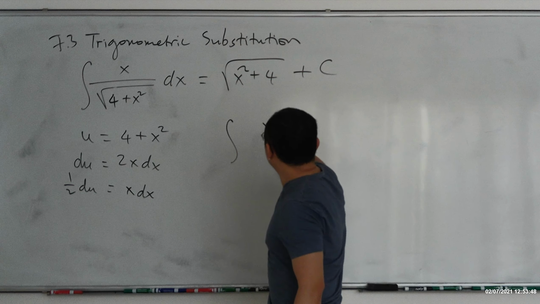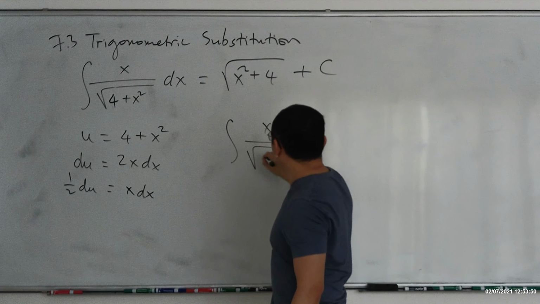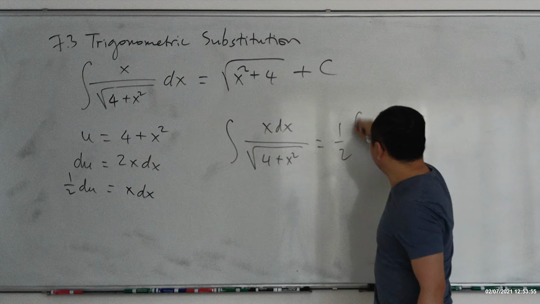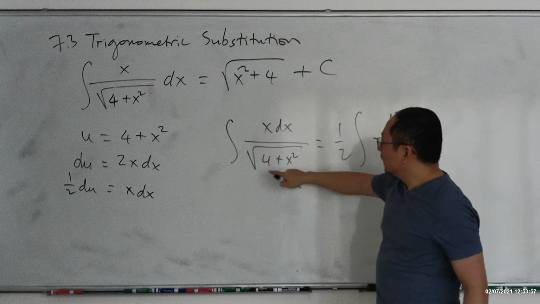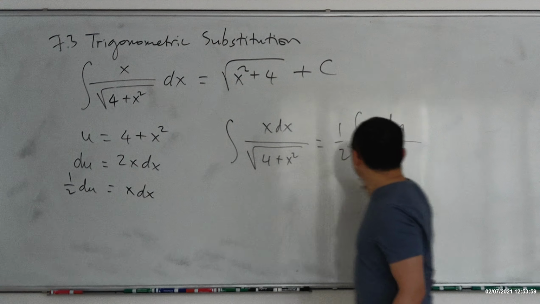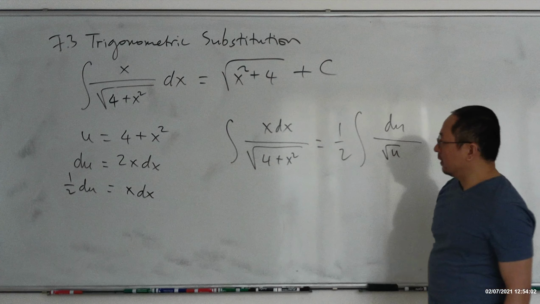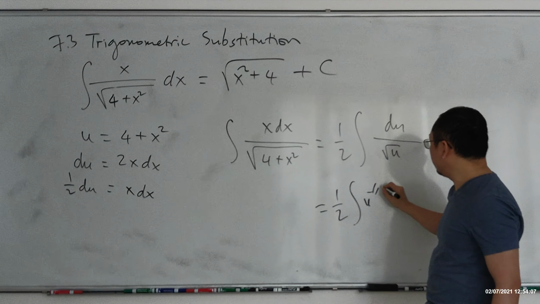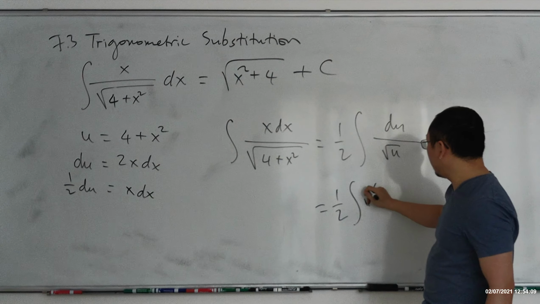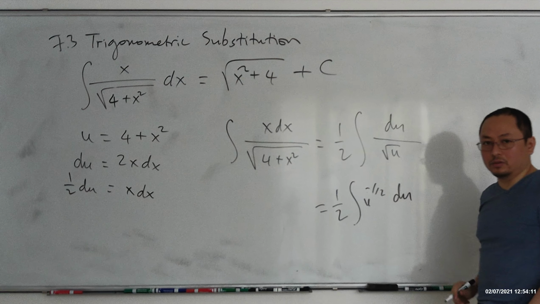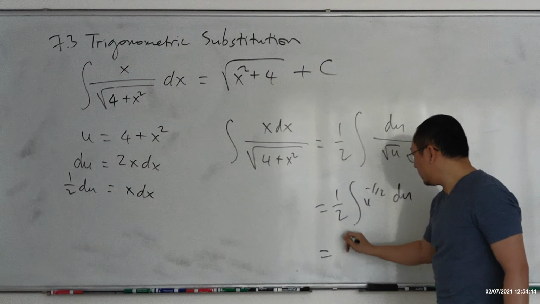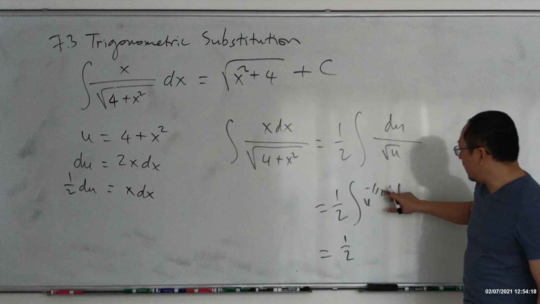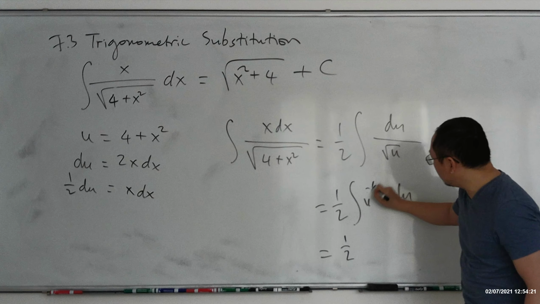The integral of x dx over the square root of 4 plus x squared will become: x dx is 1/2 du, and then 4 plus x squared is u, so this is the square root of u. And this is 1/2 the integral of u to the negative 1/2 du. Then you can do the power rule. This is 1/2 the integral of u to the negative 1/2. Let me write clearer.